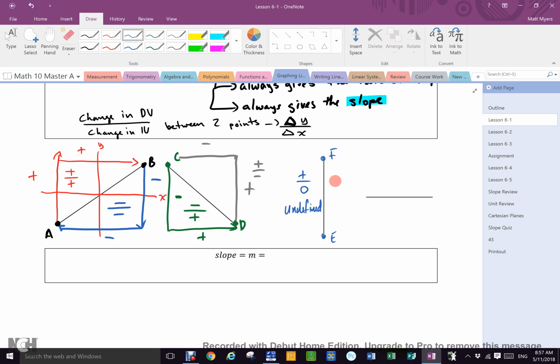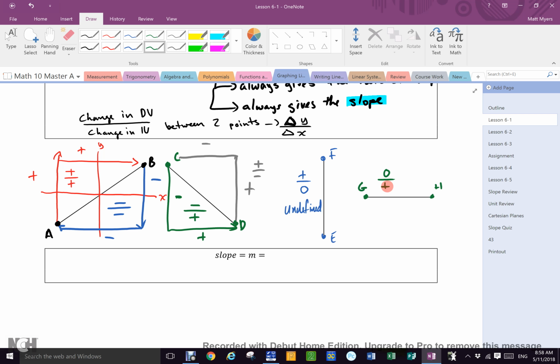All right. And finally, G to H. Do I go up and down at all? No. So it's 0 divided by a positive, correct? Yeah. What happens when you divide 0 by anything? You get 0, don't you? So no, it's not undefined because you can divide 0 by stuff.